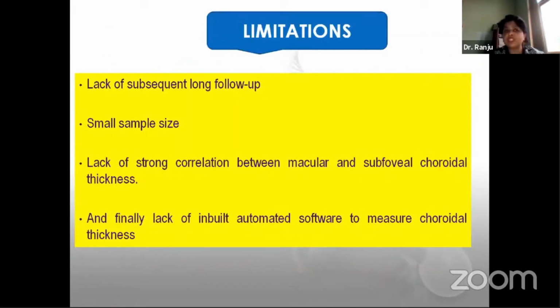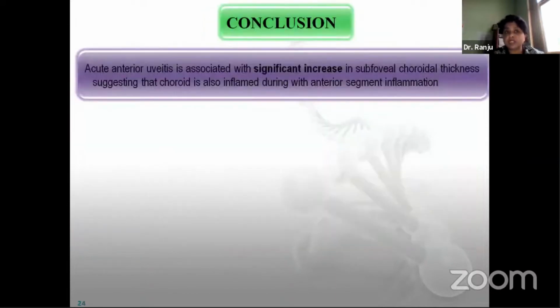However, we had some limitations in our study. The follow-up duration of these patients was not as long as required. The sample size was only 61. We couldn't document the macular thickness, where we could have correlated the macular thickness with the subfoveal choroidal thickness in this population, and we had the inbuilt caliper, but we didn't have the automated measurement of the choroidal thickness in our machine. So it is one of the important limitations of our study.